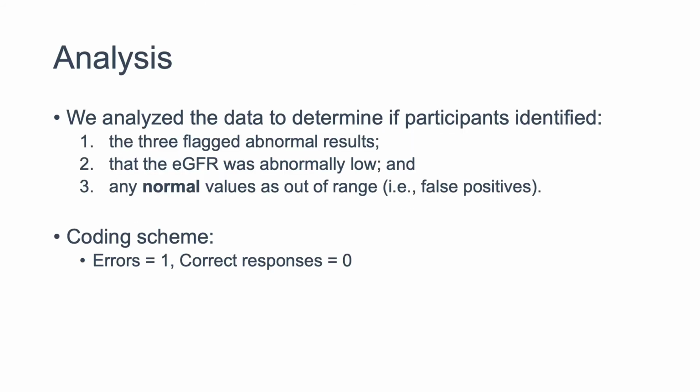We analyzed the interview transcripts and, as necessary, referred back to the recordings for clarification to determine if participants correctly identified the 3 flagged abnormal results, detected that the eGFR was abnormally low, and if they identified any normal values as out of range, that is, false positives.